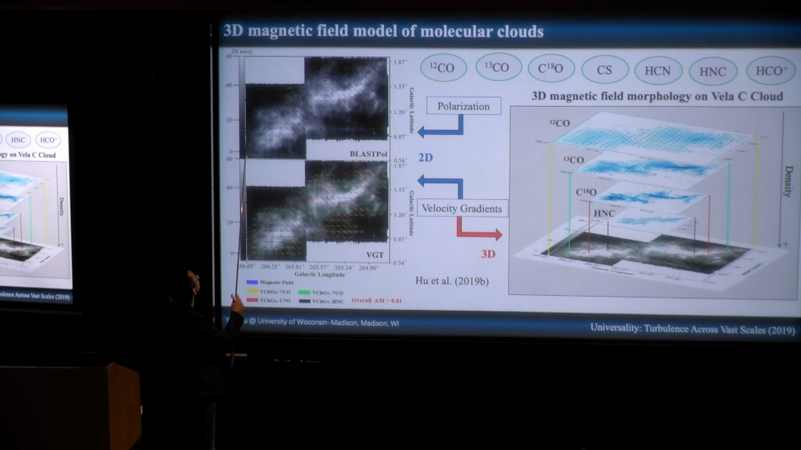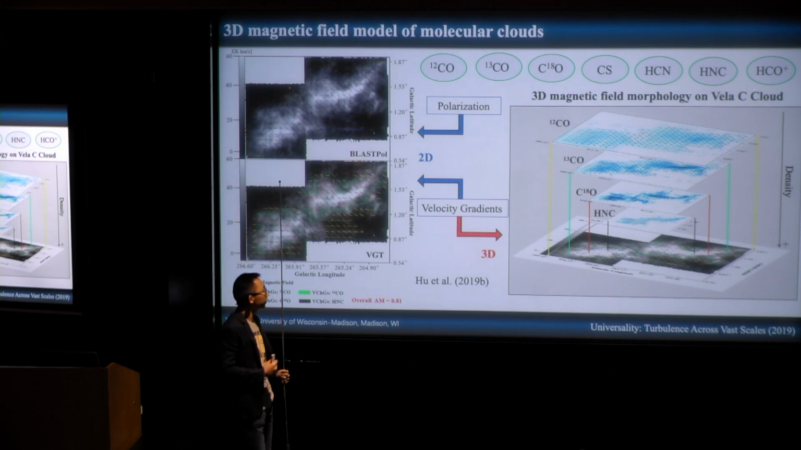To construct the three-dimensional magnetic field model in molecular cloud, we actually need different molecular tracers, because different molecular tracers correspond to different density regions of the molecular cloud. For example, 12CO can trace the outer layer of the molecular cloud, and HCN or C18O can trace the inner part of the molecular cloud.